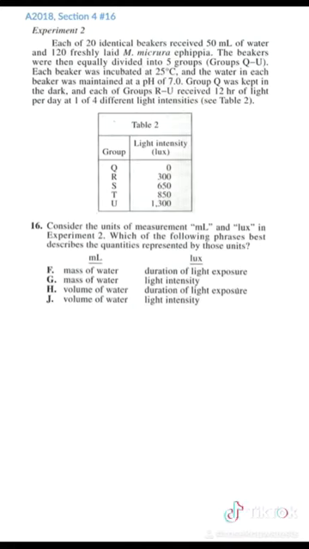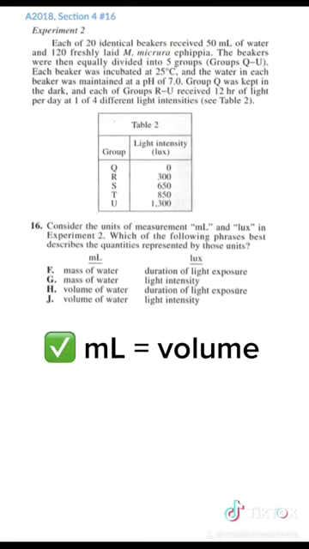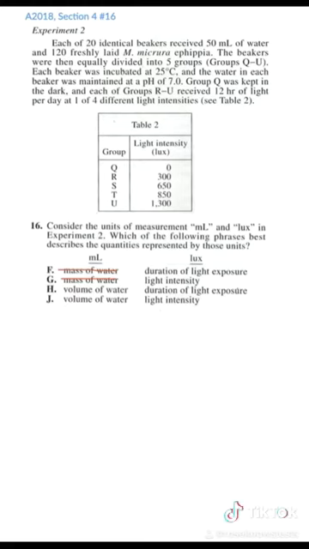When answering double column questions on the ACT Science section, it is most efficient to answer one column at a time. So this question says, consider the units of measurement milliliter and lux in experiment 2. Which of the following phrases best describes the quantities represented by those units? Milliliter is volume of water, so we can eliminate F and G because both of those say mass. We don't even need to look at this side. Then lux, here it says that lux is light intensity, so we can also eliminate H, and the correct answer is J.